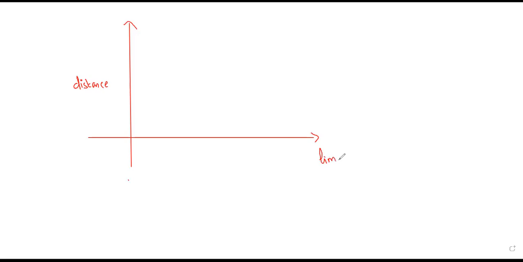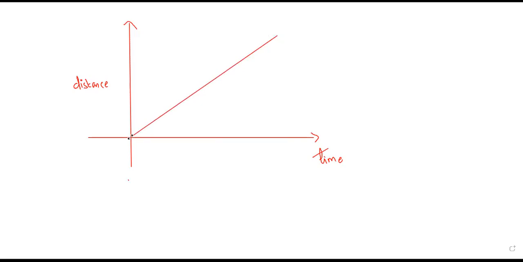Now we need to understand the graphs. Okay, so I am going to start the discussion with the distance time graph. So this is the distance time graph. Now I am going to draw a random shape. Let's say this is the shape of the graph.